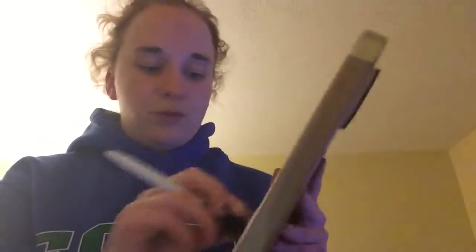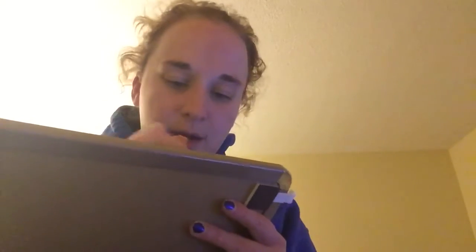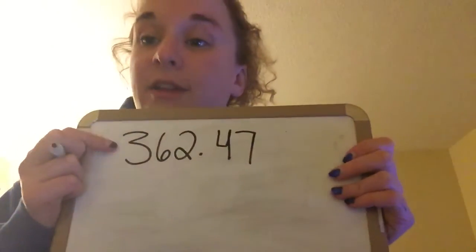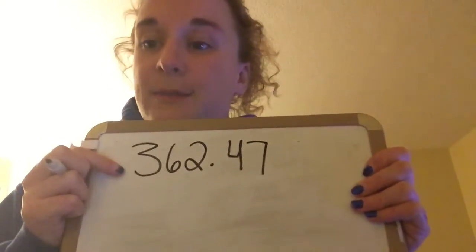I am now going to go over how to write a decimal in expanded form. And like I said, remember, expanded form is when we break the numbers apart and we start to use the addition signs in between the numbers. So I'm going to do 362 and 47 hundredths. Okay, so on your worksheet today, you're going to have a number. They're going to ask you to break it apart and write it in expanded form.